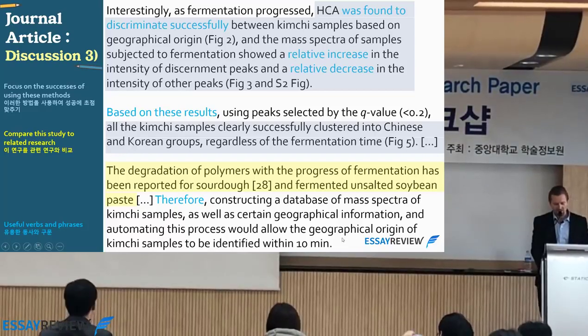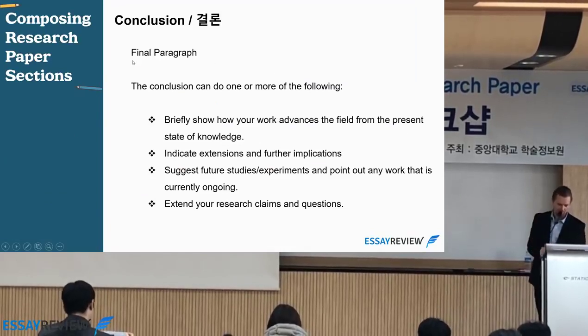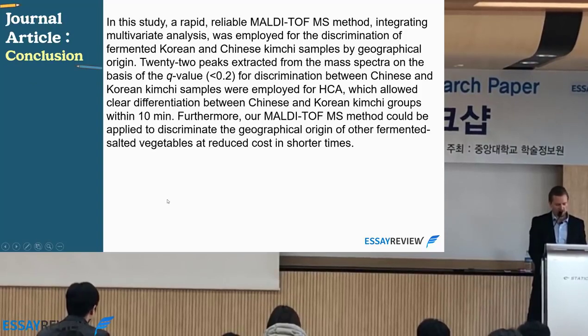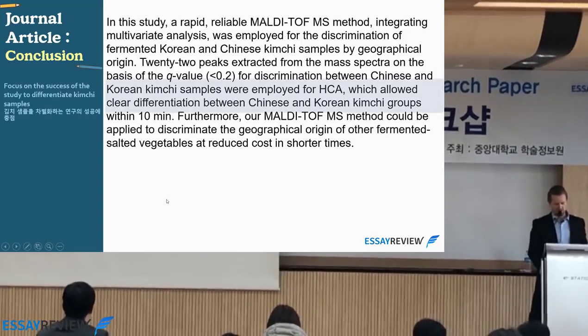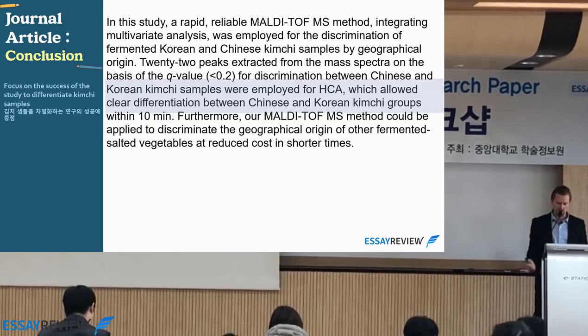So in the conclusion, is the same as the discussion, right? It's just the kind of the final paragraph. Why is the study so good? So you're going to indicate extensions and further implications. You'll see here. So this author focuses on the success of the study to differentiate kimchi samples. Again, Korean kimchi samples were employed for HCA, which allowed clear differentiation between Chinese and Korean kimchi groups within 10 minutes. So they state clearly this worked, HCA worked to differentiate the samples.